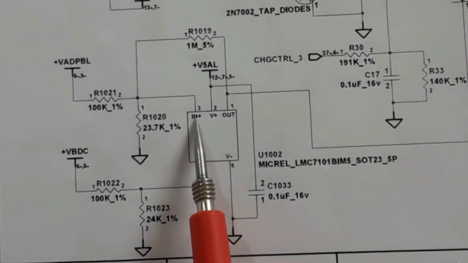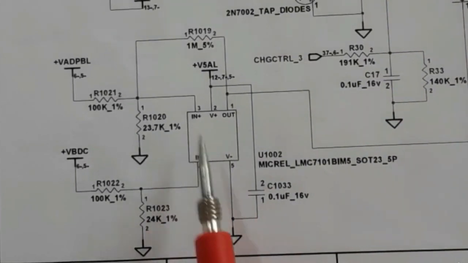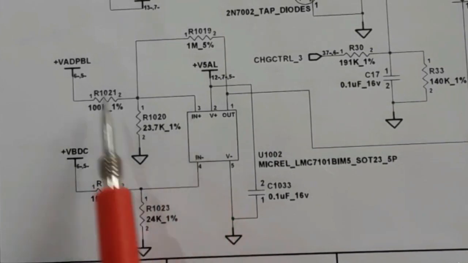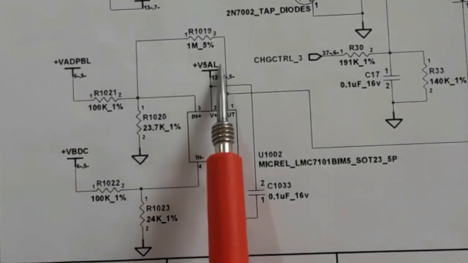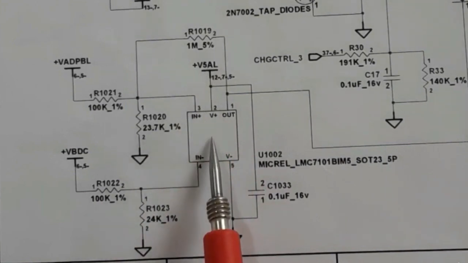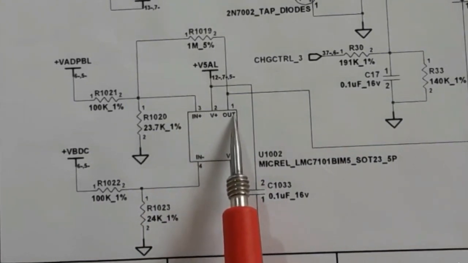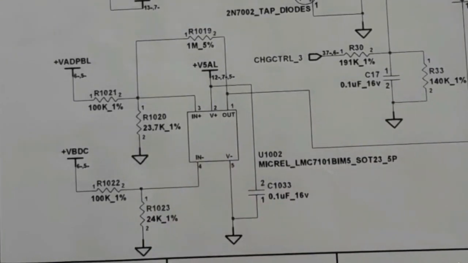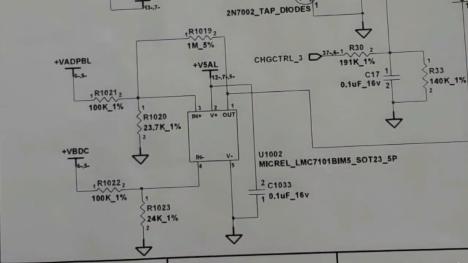As you can see, this is the input voltage. It can be 19 volts, the V adapter. This is the V plus, the working voltage, 5 volts for the IC. And here we have the output voltage. Usually the output voltage will be less than the input voltage. And here we have the ground, V minus, as you can see.